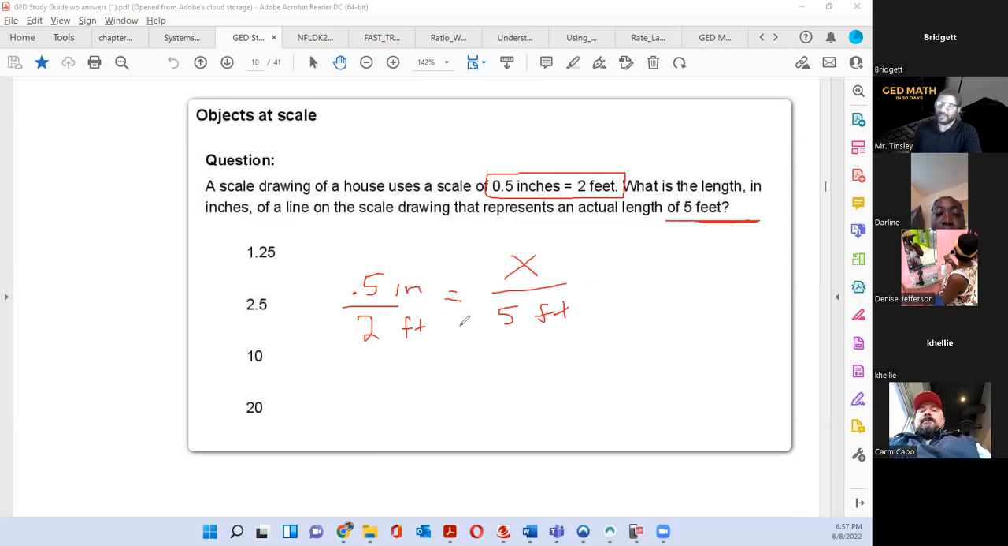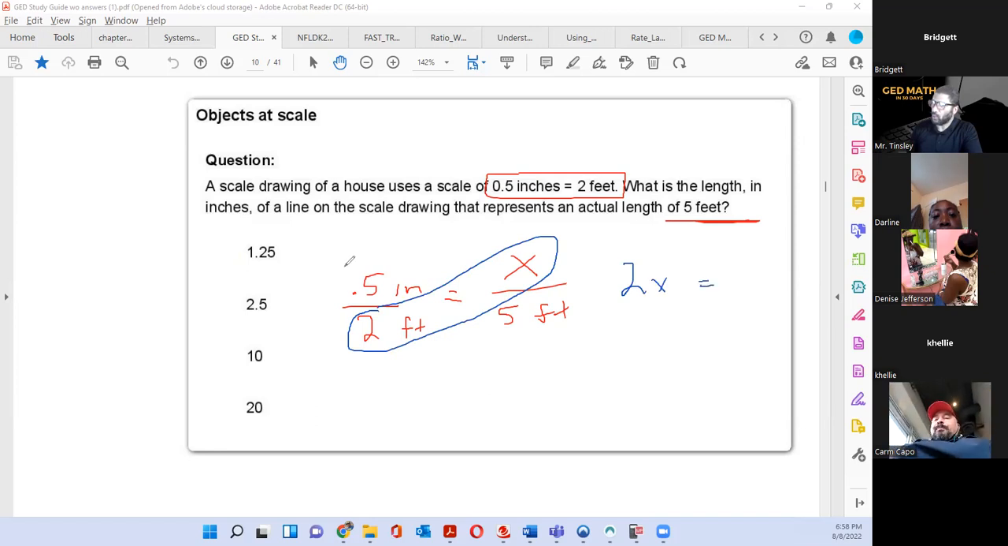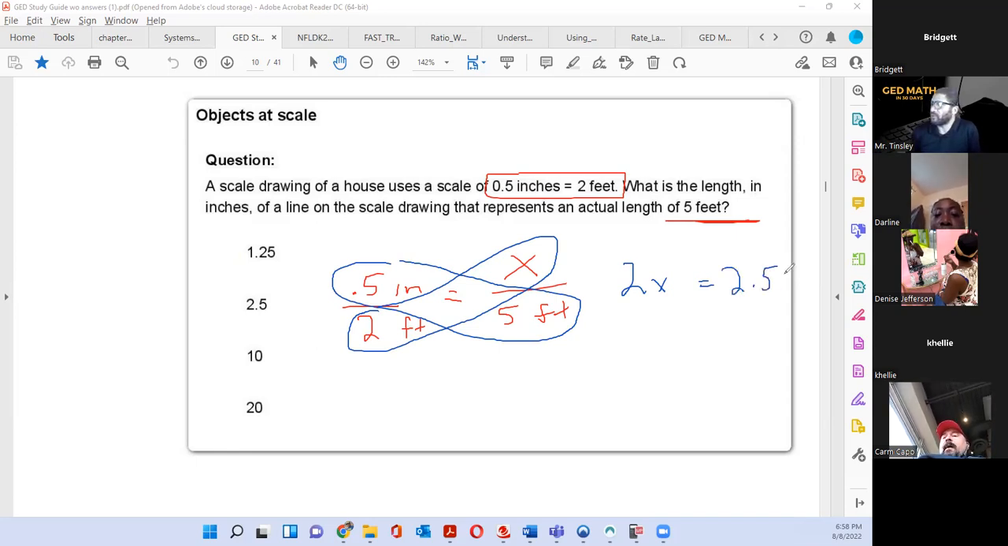Well, equivalent fractions won't work, because we can't multiply a number times 2 to get 5. So that's not going to work. Equivalent unit rate could work. I'll show you that in a minute. And then cross multiplication. Let's try cross multiplication. So always do the variable first. 2x equals, what's 0.5 times 5? Can anybody tell me? What's 5 times 0.5? What's half of 5? 2.5 or 2.50.